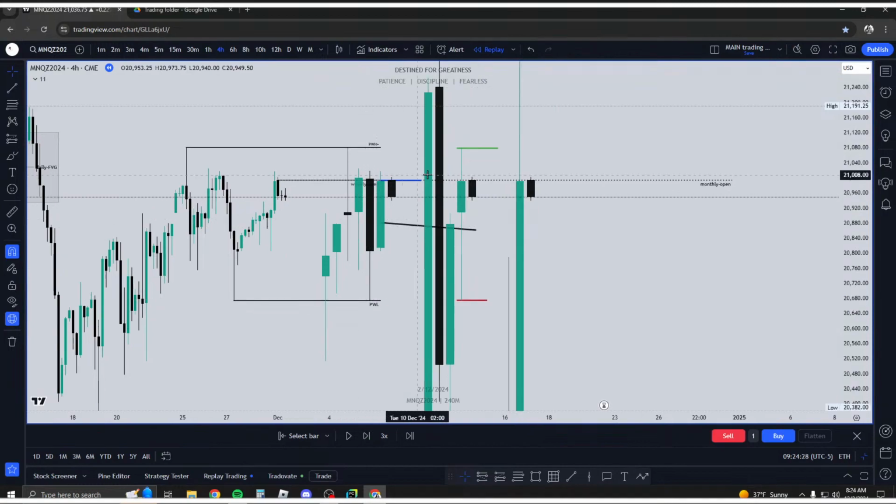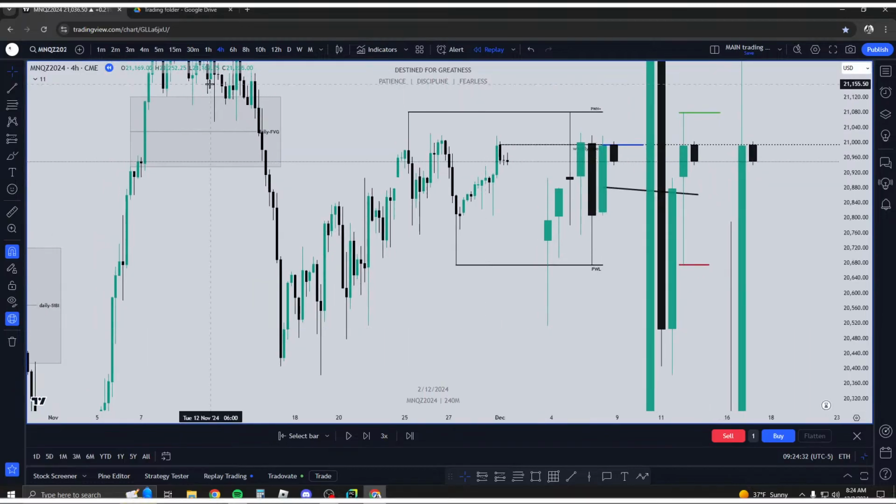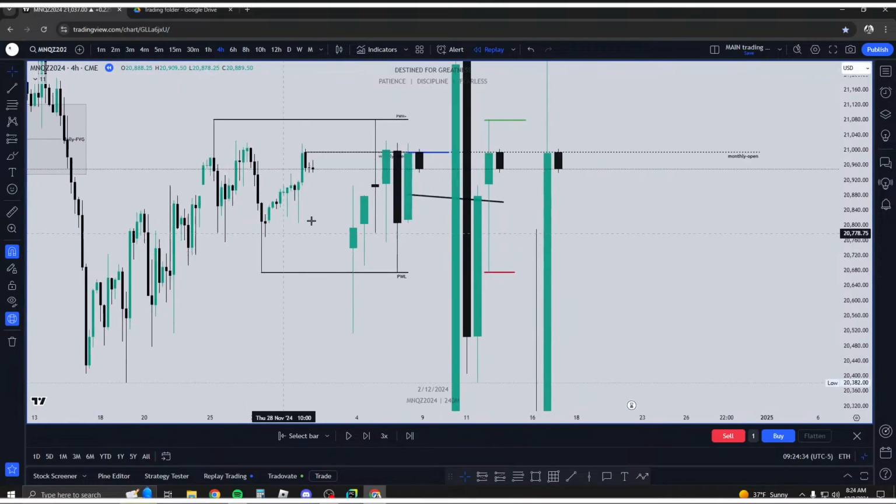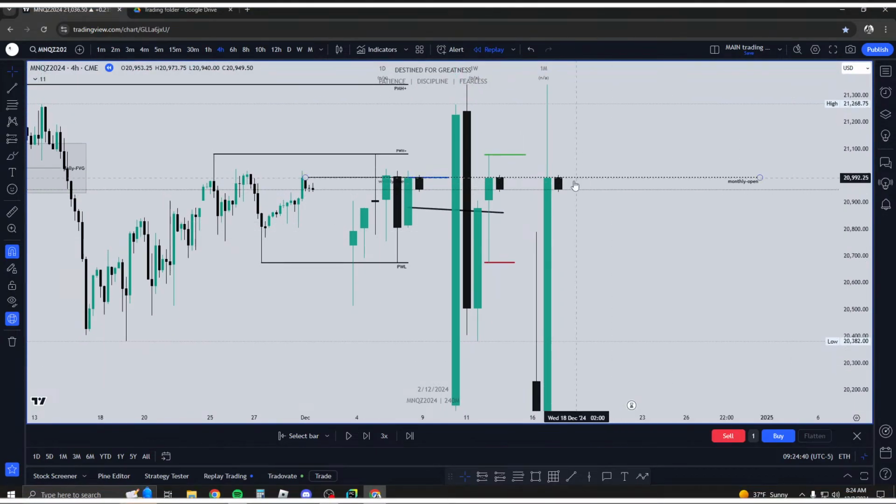The reason these candles right here to the right of mine, all of these other candles, are all 4-hour candles, but these right here are daily, weekly, and monthly, and this is just an indicator that I have.